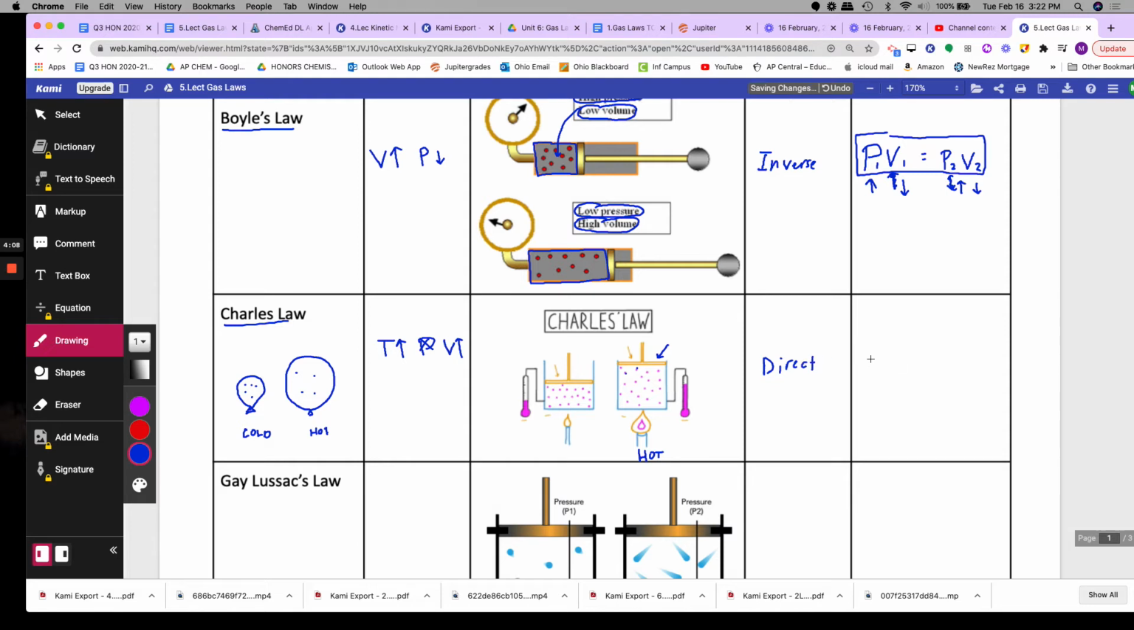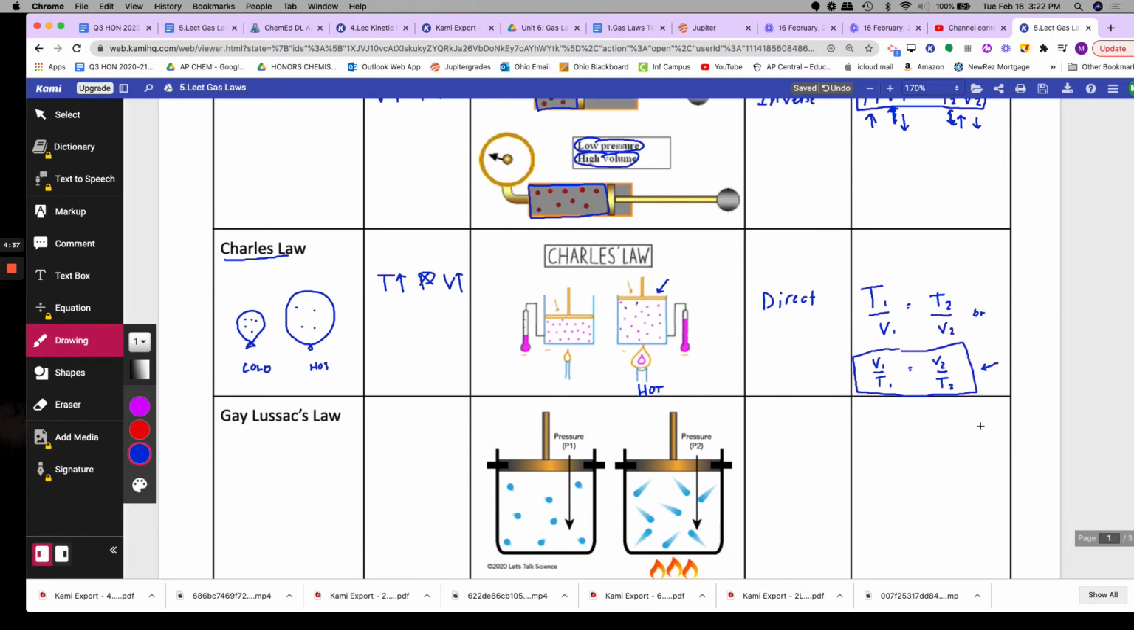Okay, so the formula goes like this. T1V1 is equal to T2V2. Or you can also do V1 over T1 is equal to V2 over T2. It doesn't matter which one goes on the numerator or denominator, because if you double the V, you will also double the temperature. Okay, so this is what you would normally see in the book, right?